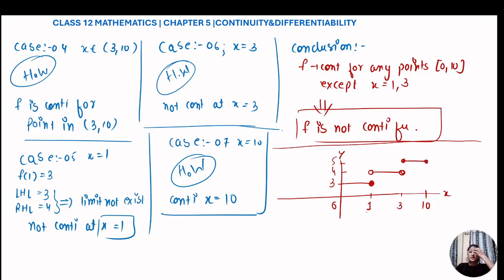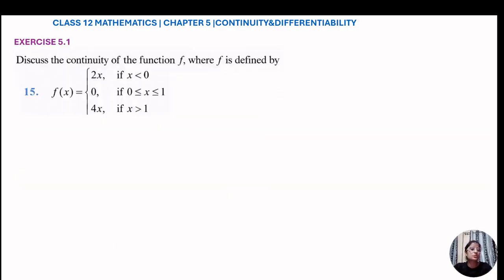As you can see, you have to jump your function only at 1, like you have to jump here, and only at 3. So the function is continuous at every point except 1 and 3. So this is the graphical approach. Now let's move to the next question, question number 15.